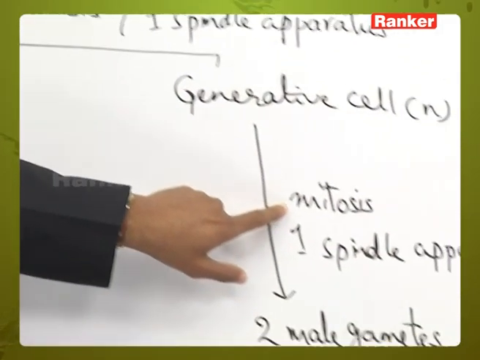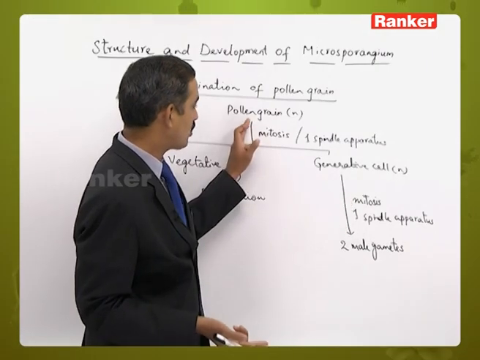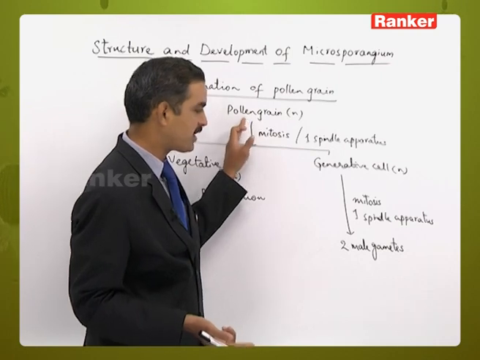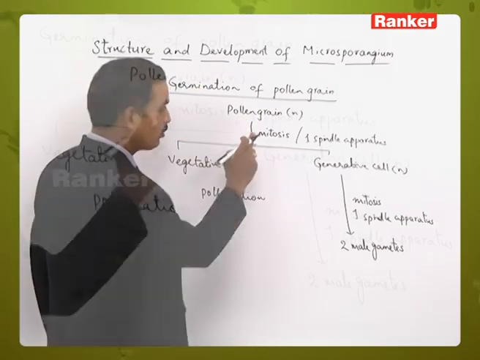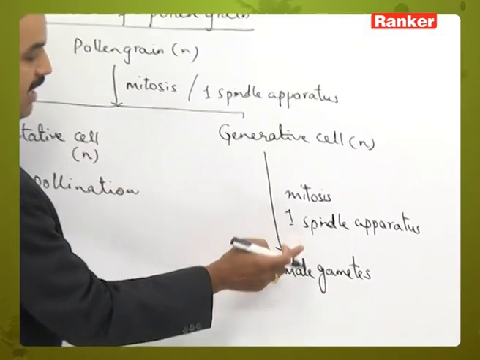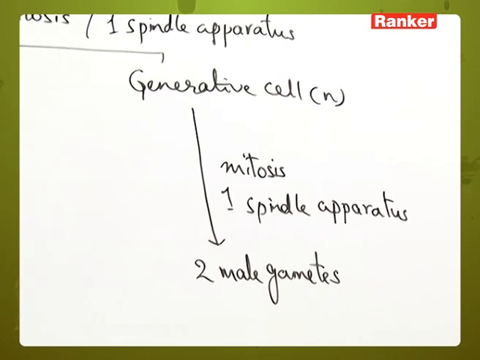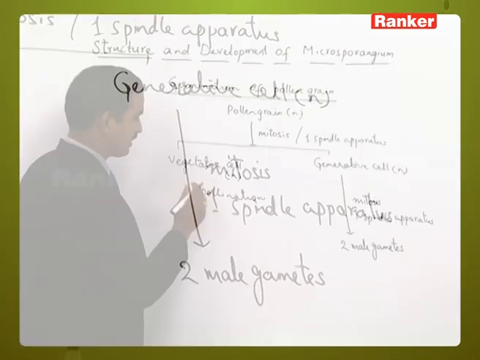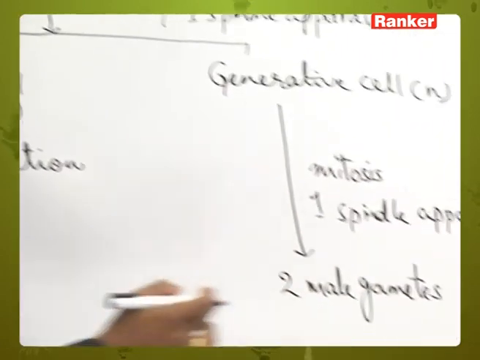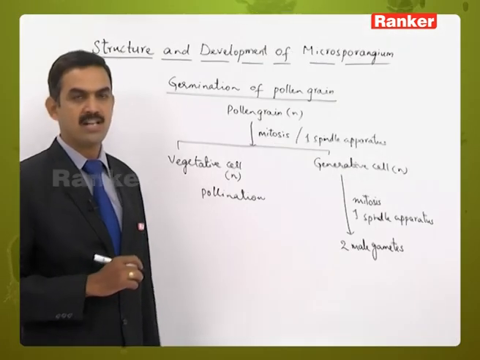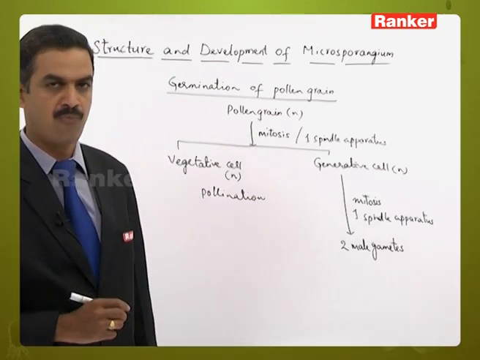This is the second division of the male gametophyte after pollination. So the total number of mitotic divisions which take place in the formation of the male gametophyte is 2 mitotic divisions, and finally the number of cells present in a completely developed male gametophyte is 3 cells. One is the vegetative cell and 2 male gametes. So the total number of cells is 3 in a completely developed male gametophyte.